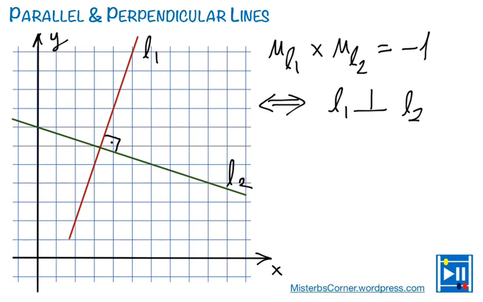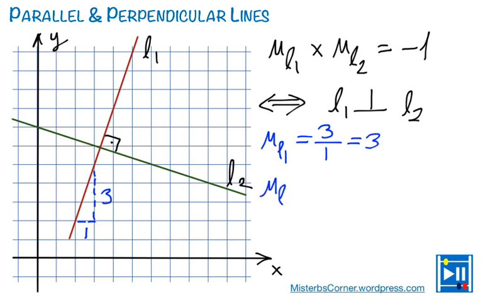So let's calculate those gradients now to see if this is the case. For L1, the change in y is 3, whereas the change in x is 1. So the gradient of L1 will be the comparison of these changes. So it's going to be 3 over 1, which is 3.